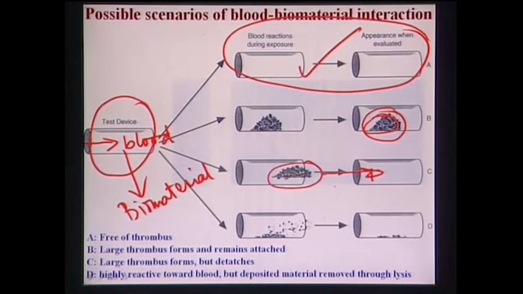And then the fourth one is that it is highly reactive toward blood, but the deposited material is removed through lysis. Cell lysis takes place, and therefore the blood cells are adhering but do not form a large thrombus, and the blood cells also undergo cell lysis. So that means it is not non-hemocompatible to that extent. It is a very mild case, not as strong as this one. And the most desirable is that no thrombus formation takes place at any given time during exposure to the blood.